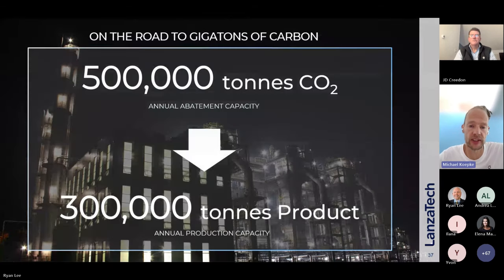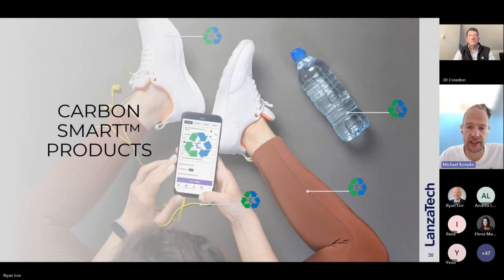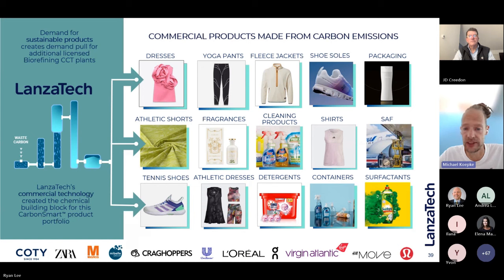If we go forward, the 6 commercial plants that we have today have the capacity of abating 500,000 tons of CO2. We're starting to really make an impact, and we're looking to scale that up, of course. At the same time, we can also make 300,000 tons of product. Shifting gear a little bit, the products are already used in over 100 different commercially available products. On the next slide, you can see some of these products that are available to consumers today.